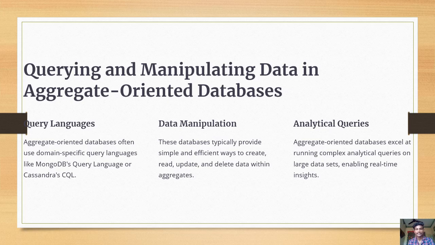Querying and manipulating data in aggregate-oriented databases. Query languages: aggregate-oriented databases often use domain-specific query languages like MongoDB query language or Cassandra's SQL. Data manipulation: these databases typically provide simple and efficient ways to create, read, update, and delete data within aggregates. Analytical queries: aggregate-oriented databases excel at running complex analytical queries on large datasets, enabling real-time insights.